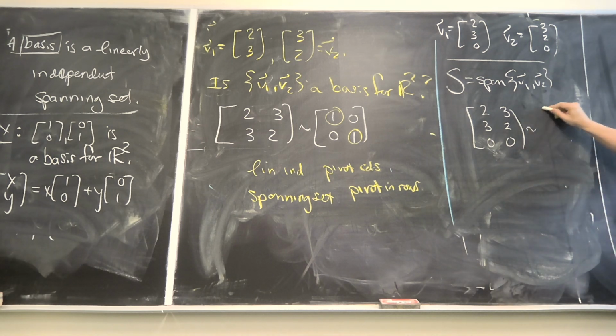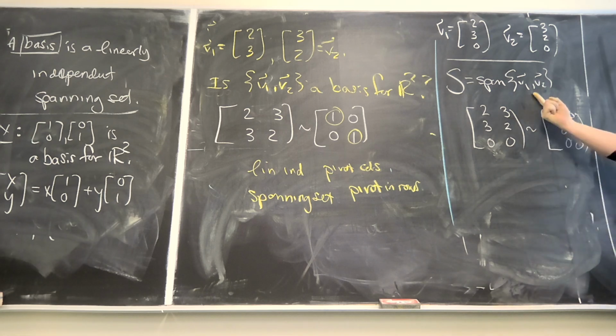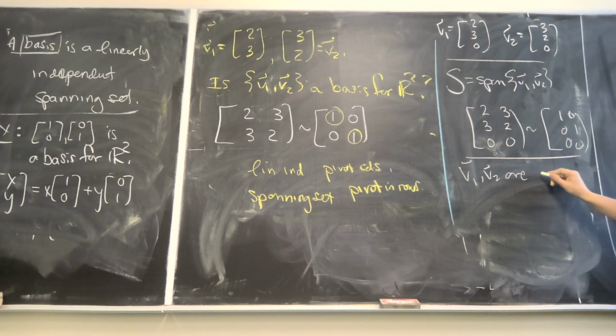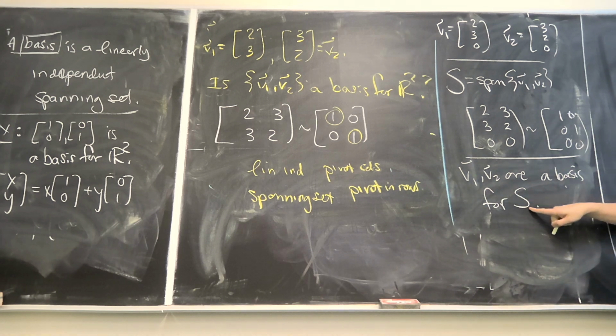This would row reduce to 1, 0, 0, 1, 0, 0. So that tells you these vectors are linearly independent, and they definitely span their span. So you could conclude here that V1 and V2 are a basis for S. They're a basis for their span, but they're not a basis for all of R3 because they don't span R3, because there's a row of zeros. No, R2. And yeah, you can't say, okay.